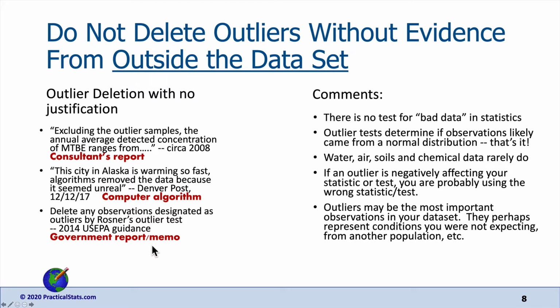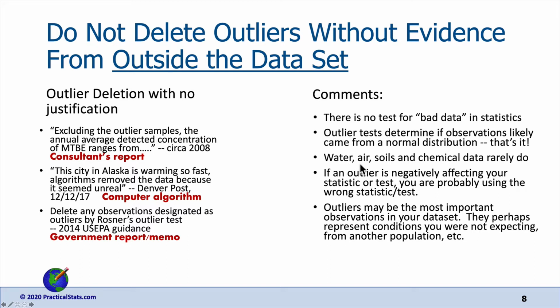Or a government report where they deleted observations that were designated outliers by a particular test. This is one of the standard outlier tests. This was official guidance. That's a terrible procedure. So there's no test for bad data in statistics. Outliers simply tell you that data did not come from a normal distribution.